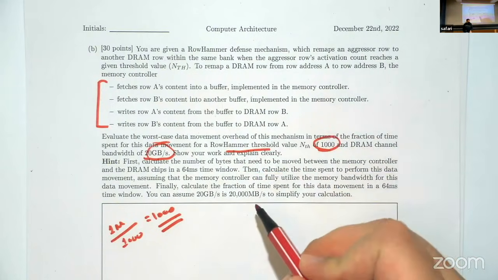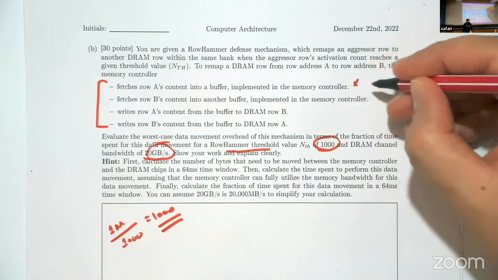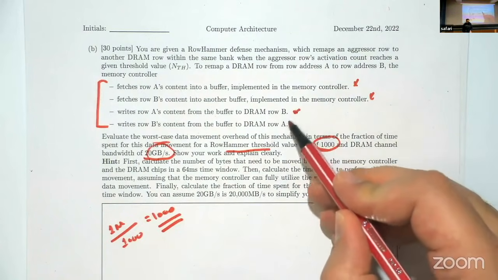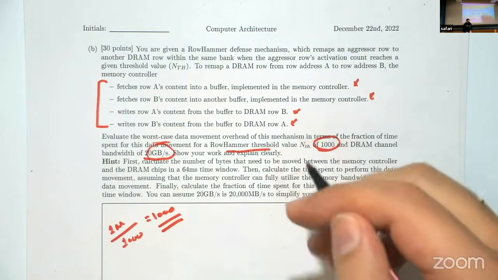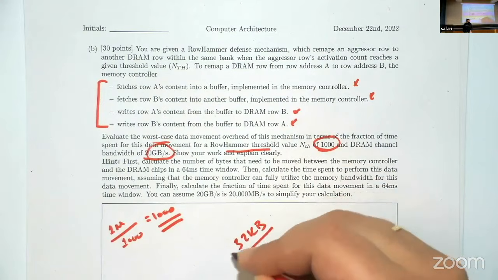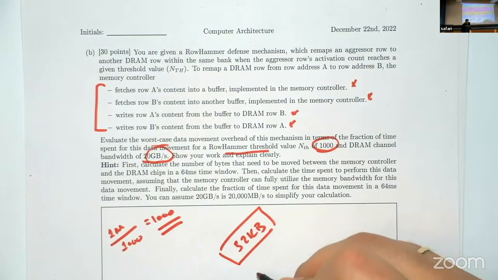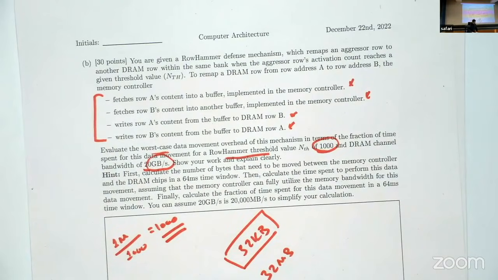And we know that the row size is 8 kilobytes. So we fetch this row. We move 8 kilobytes from row A to the memory controller, another 8 kilobytes from row B to the memory controller. And then we move these two 8 kilobytes back. So in total, we end up moving 32 kilobytes if you consider back and forth, in one operation. And I can perform this operation 1000 times. So basically around 32 megabytes, right? Let me double check with the numbers in case I made some miscalculation.